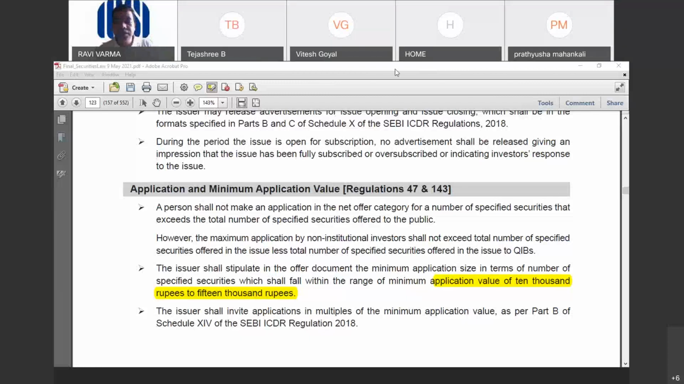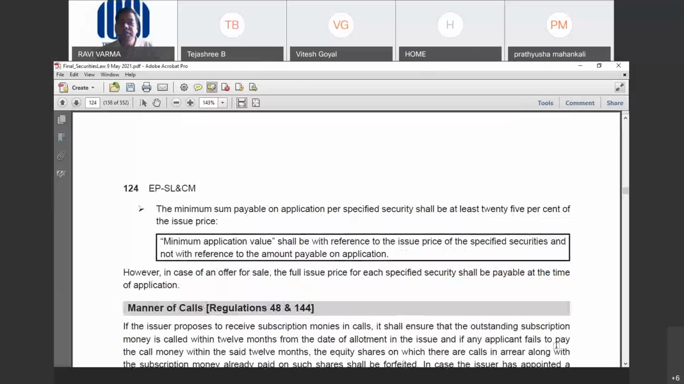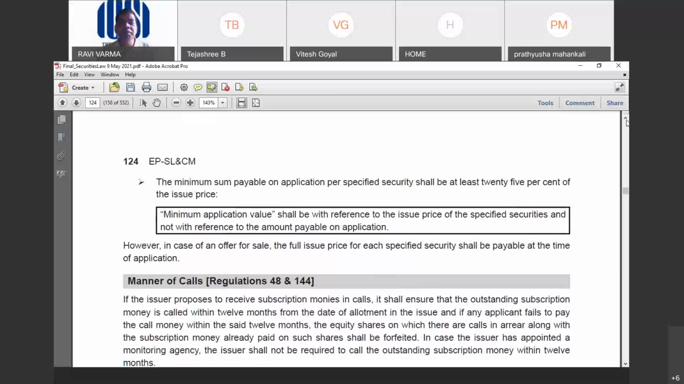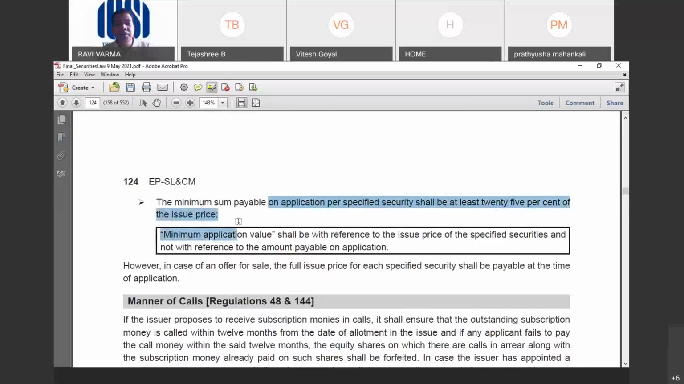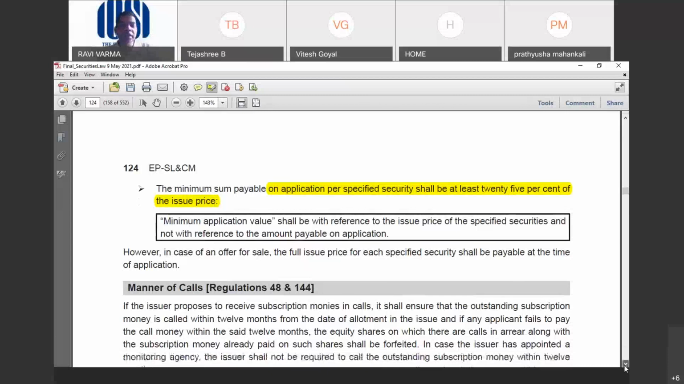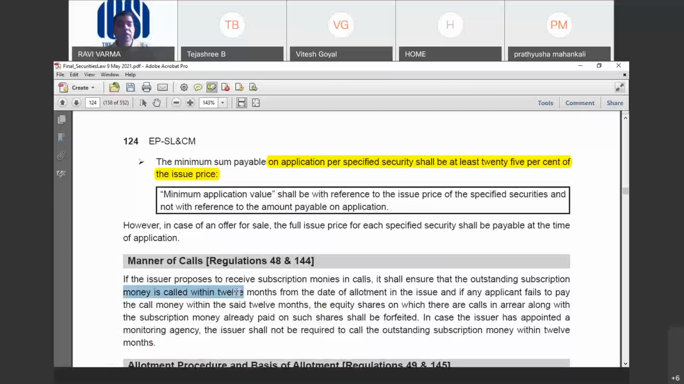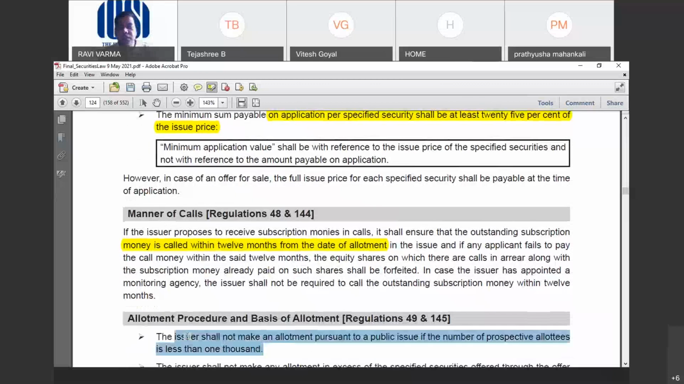Right? Similarly, if you go to the next page, you will find that the manner of call is given and the minimum subscription, the minimum sum payable at the time of issue, is given. As I told you, minimum 25% you should collect at the very beginning. See, now 25% is given. Manner of call, I said there can be money in the calls, but all the calls should be made within a period of 12 months. Right? Otherwise, of course, we all know the forfeiture procedure. Just below that, you will find the 1,000 number, which I was telling you, that if it is below 1,000, it will not be allotted at all. So far, is it clear, yes or no? If you do not say yes, I will not go to the next. Because the next is on pricing and minimum promoter's contribution.